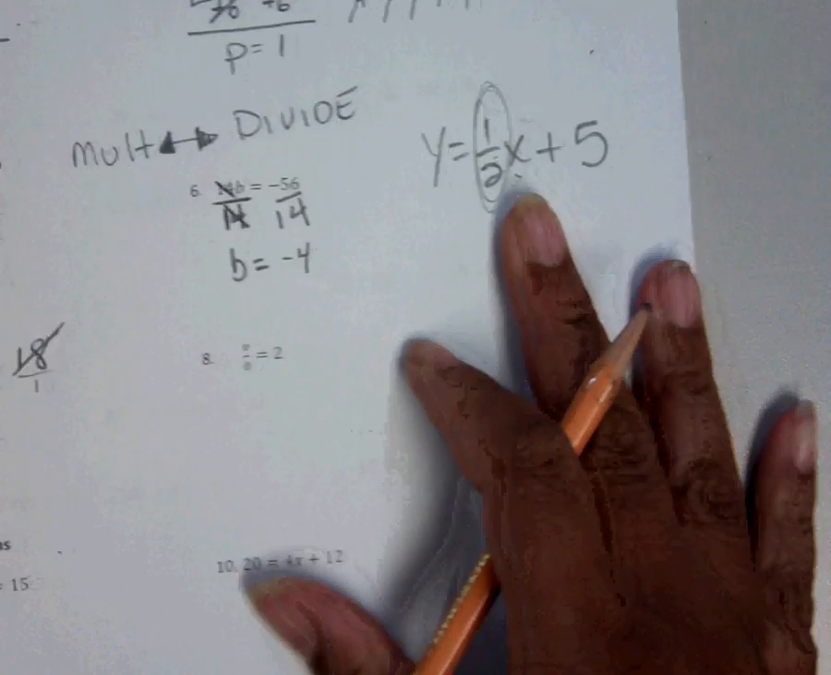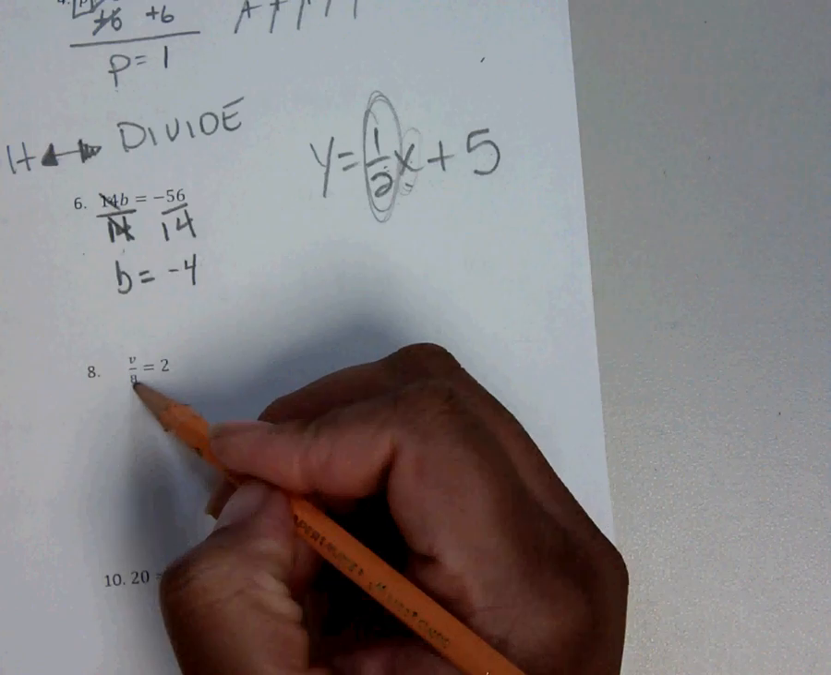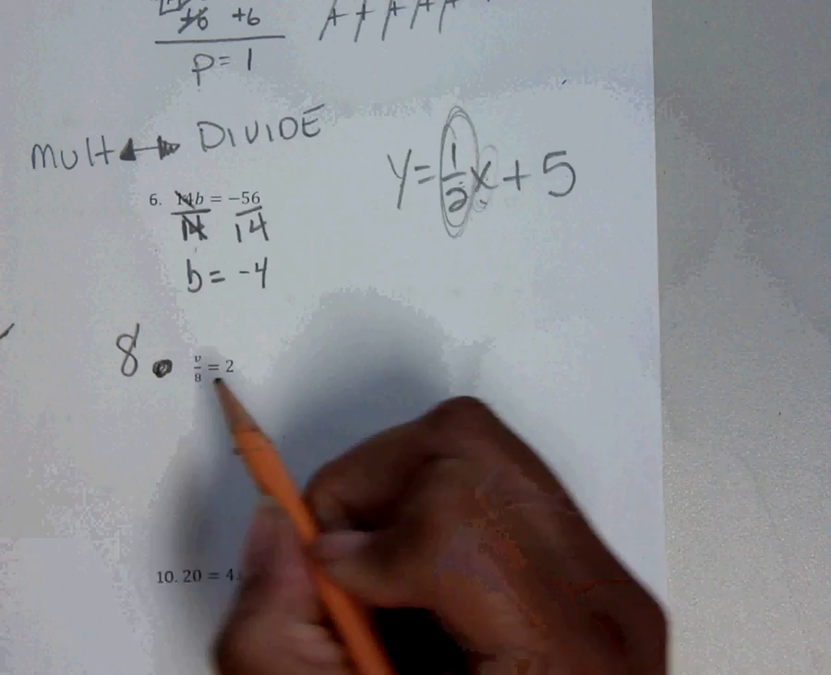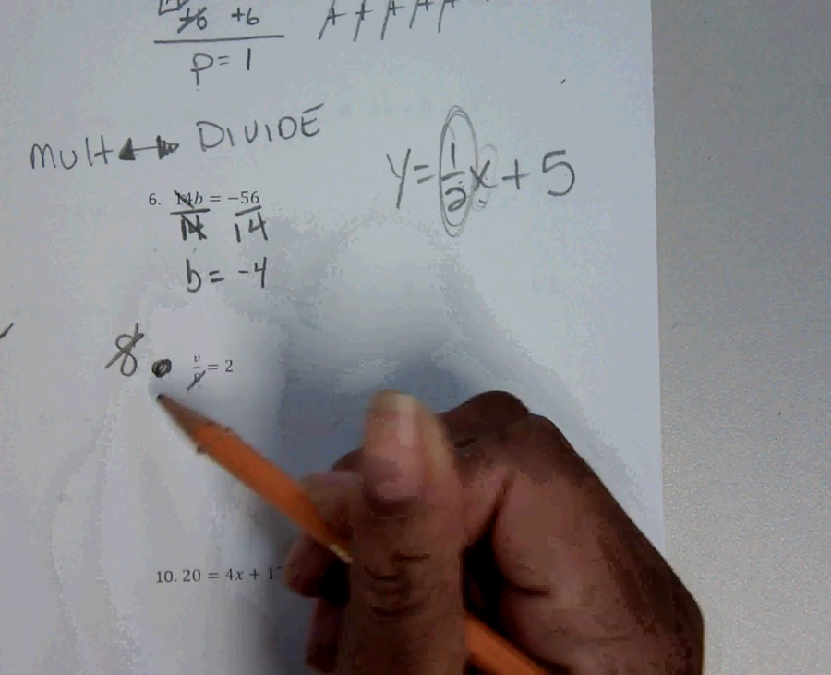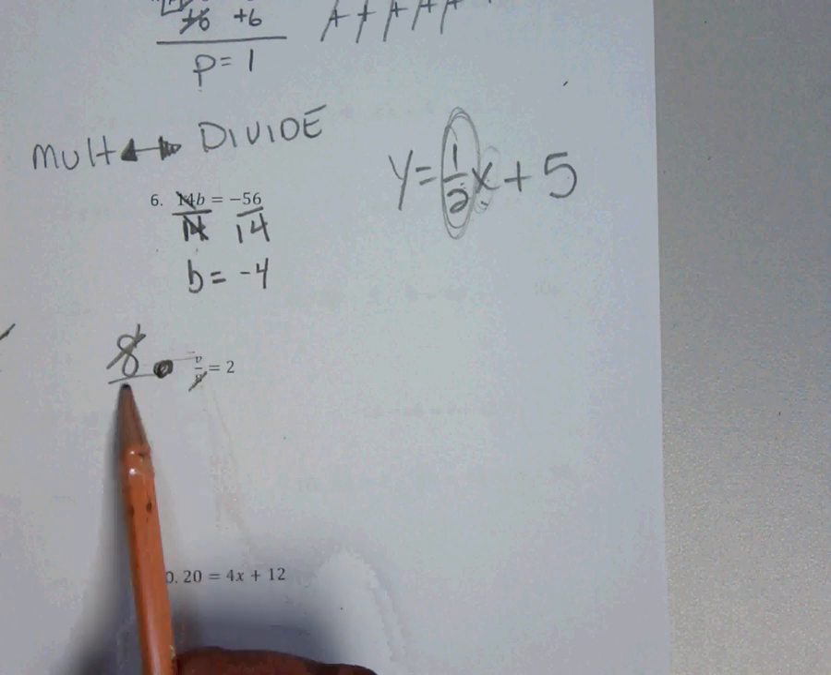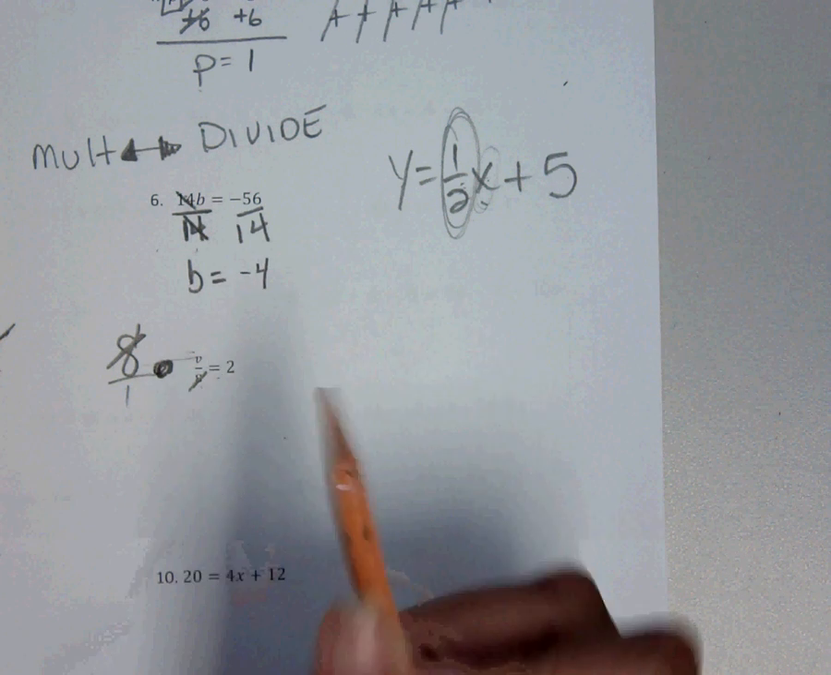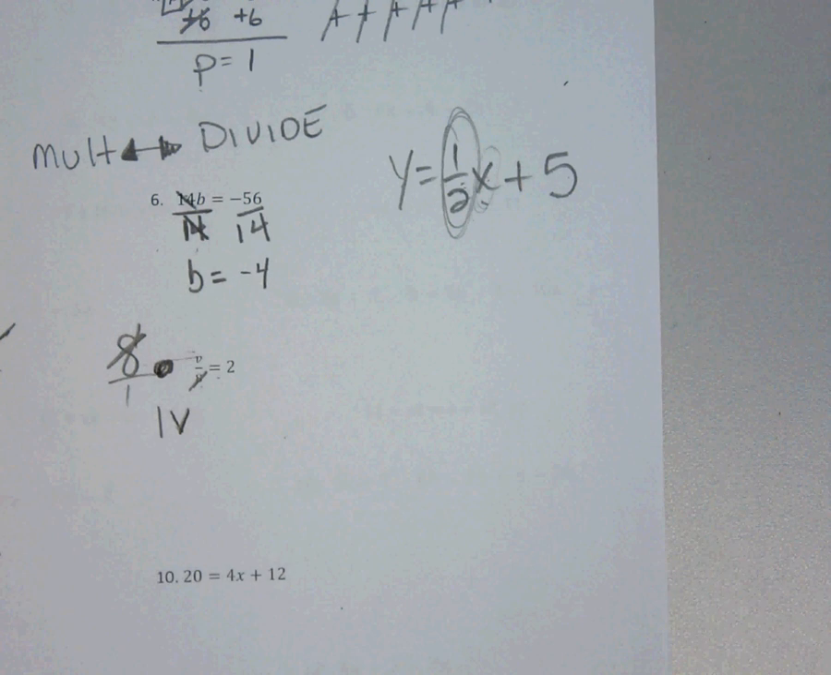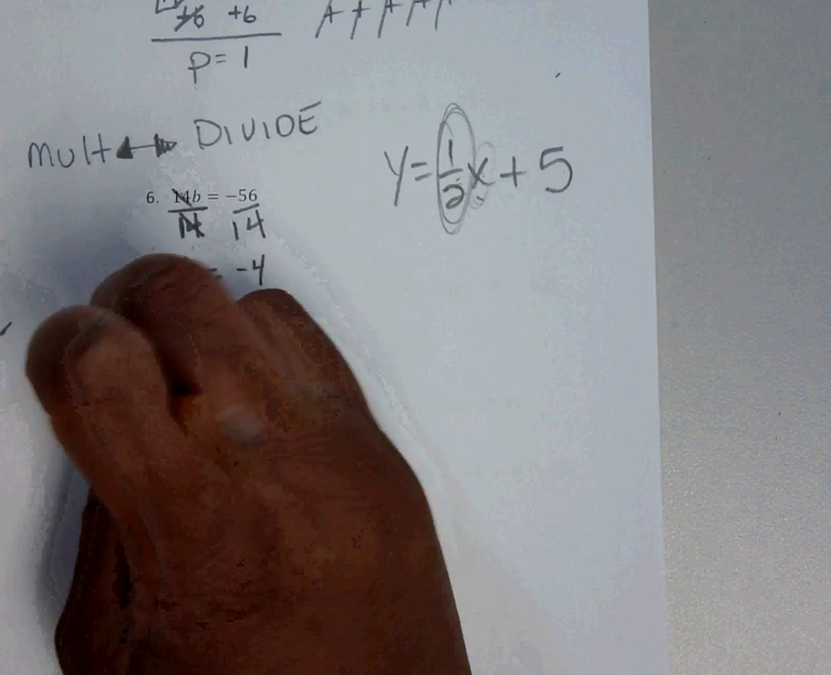Now we do the same thing here. I have an 8 at the bottom, so I'm going to multiply by 8, because that's how I make it become 1. Because I'm multiplying the top by 8, I have an 8 at the top and an 8 at the bottom. 8 over 8 is 1, and that leaves me with V. I can write 1V if I want to, but it's the same thing as just writing V.